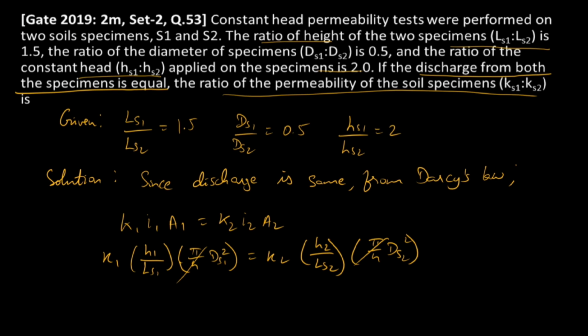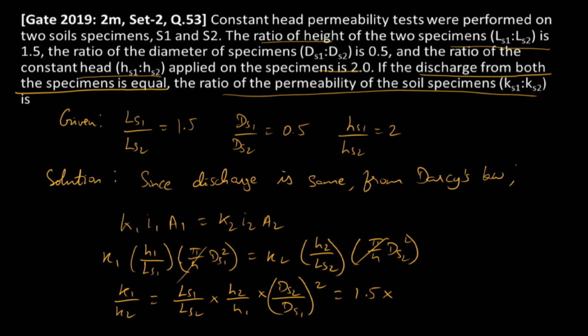So from this, cancelling out pi by 4, and taking terms from the left hand side to the right hand side, K1 by K2 will be equal to LS1 by LS2 into H2 by H1 into DS2 by DS1 whole square, which will be equal to LS1 by LS2, 1.5, into H2 by H1, that is HS2 by HS1, that is 1 by 2, into DS2 by DS1, that is 1 by 0.5, the whole square. We'll calculate this one.